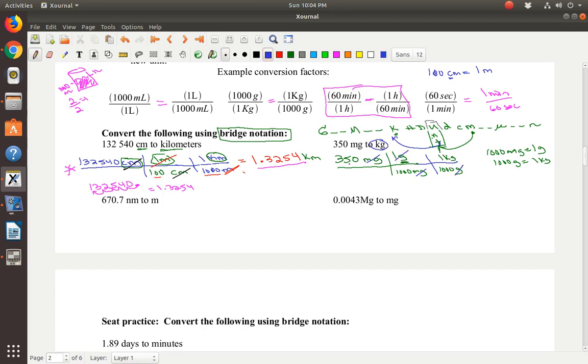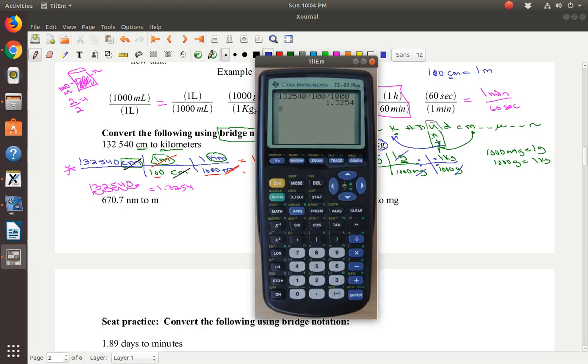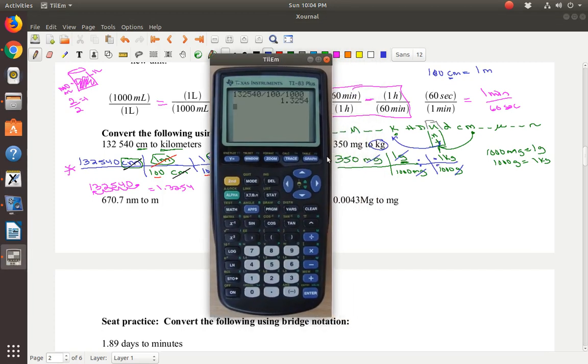So now 350 divided by, because if it's on the bottom, you divide by 1,000 and divide again by another 1,000, and that's going to give me my answer. Pull up my calculator. Let's do that. So 350 divided by 1,000, divide by 1,000 one more time.